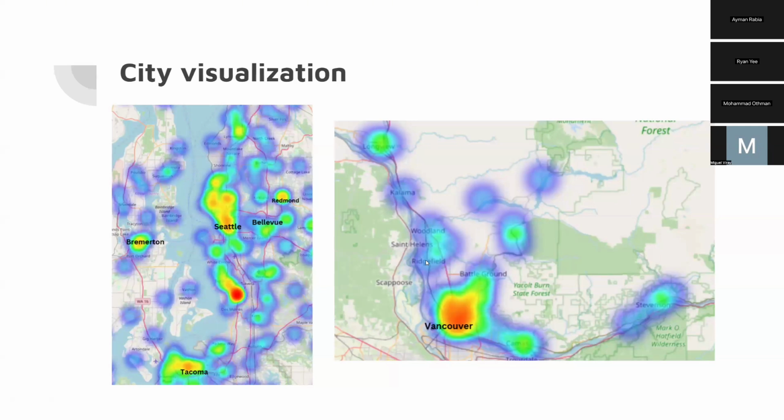Next slide. We can see these two zoomed in screenshots here. Seattle, Bellevue, Redmond, Tacoma, and Bremerton are pretty much all next to each other. And then Vancouver is towards the south side of Washington, pretty much on the border of Oregon. But we can see that these are very densely urban areas. And yeah, next slide.